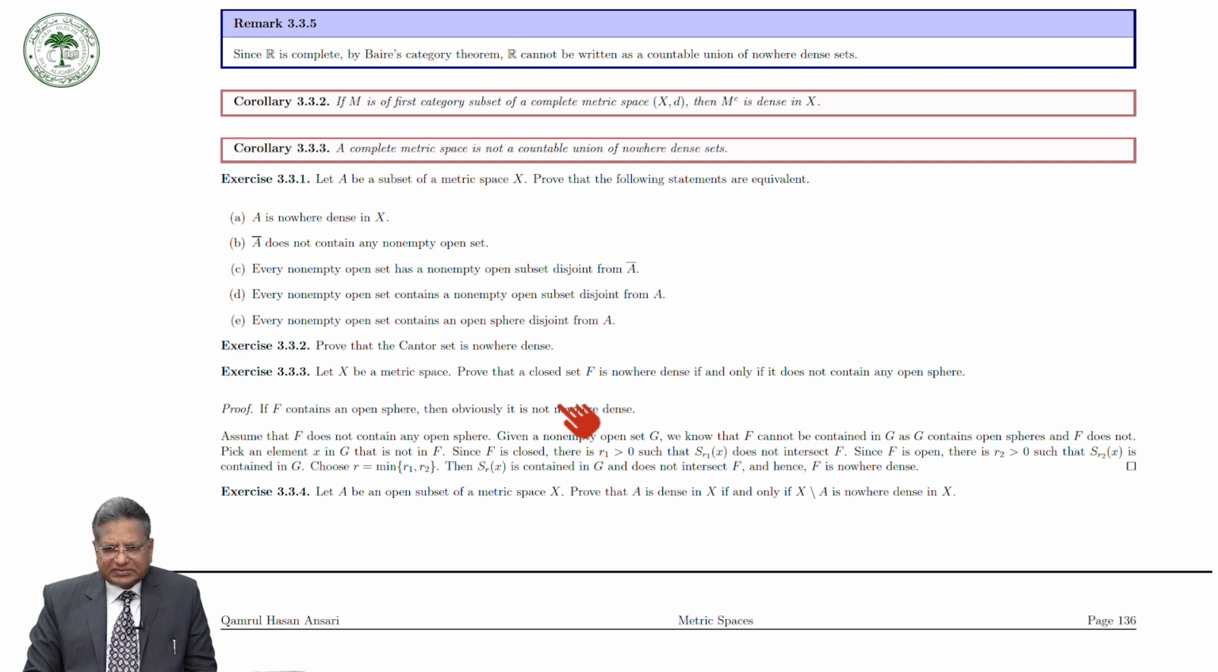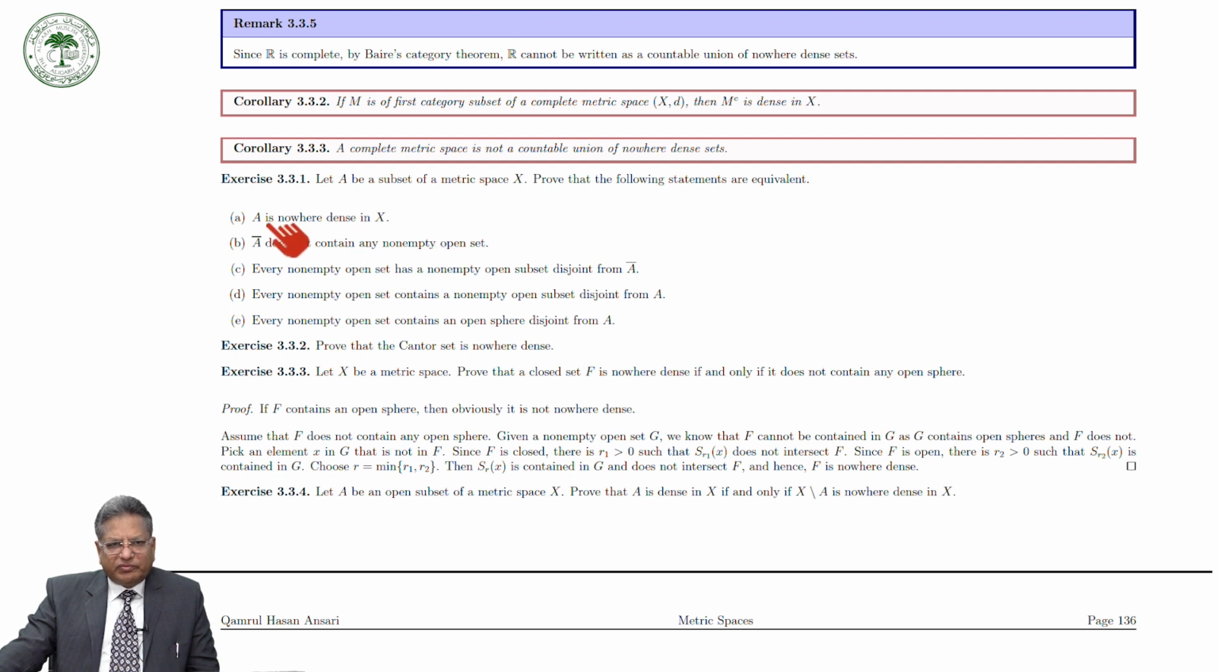And then, as I mentioned, again we have several exercises. Okay, so the first exercise is here. If A is a non-empty subset of a metric space X, then prove that the following are equivalent. In other words, this exercise provides the equivalent definitions of a nowhere dense set.